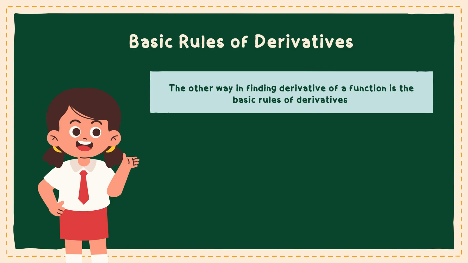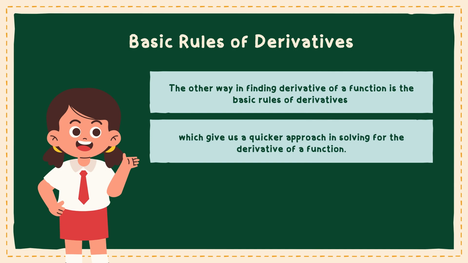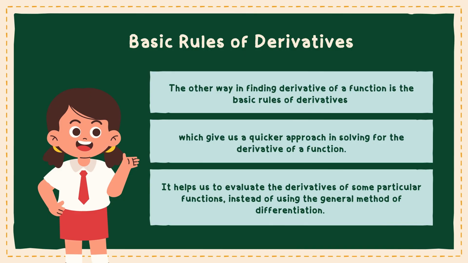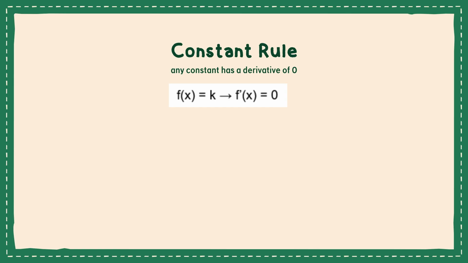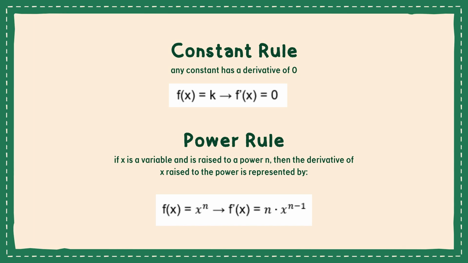The other way of finding the derivative of a function is the basic rules of derivatives, which give us a quicker approach in solving for the derivative of a function. It helps us to evaluate the derivatives of some particular functions instead of using the general method of differentiation. The constant rule states that any constant has a derivative of 0. A constant is a number that does not change, and it stands alone with no variables beside it. Next is the power rule, where you multiply the given with its exponent, then subtract its exponent by 1.